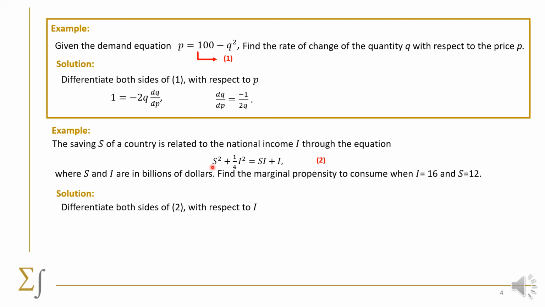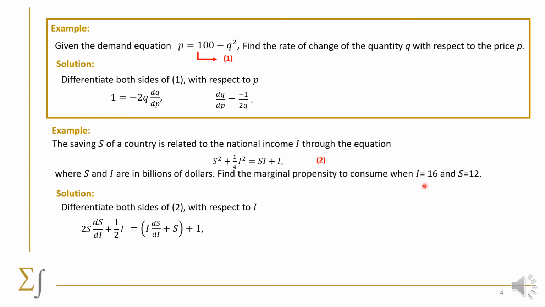So here we have the derivative of S squared will be 2S ds by di, while the derivative of 1 over 4 I squared will be 1 over 4 multiplied by 2I, which is half I. This is equal to the derivative of the right-hand side with respect to I. The second term is simple enough. We differentiate I with respect to I, we get 1, but here we have the product rule. So we need a product of two functions, and we need to apply the product rule. So this is equal to, when we apply the product rule, we have I multiplied by the derivative of S with respect to I plus S multiplied by the derivative of I with respect to I, which is 1, plus the derivative of the second term, as I said, it is 1.